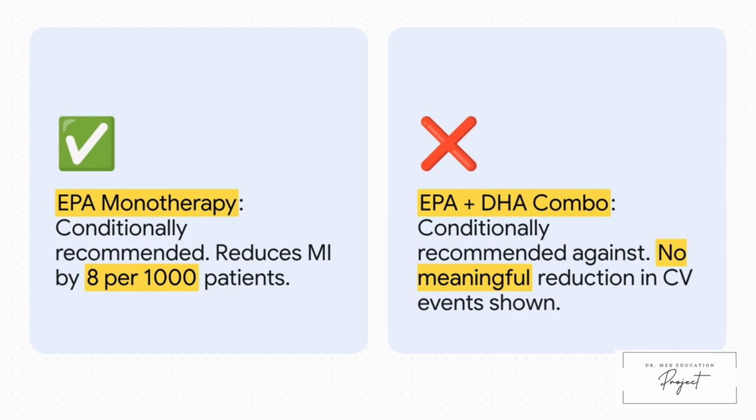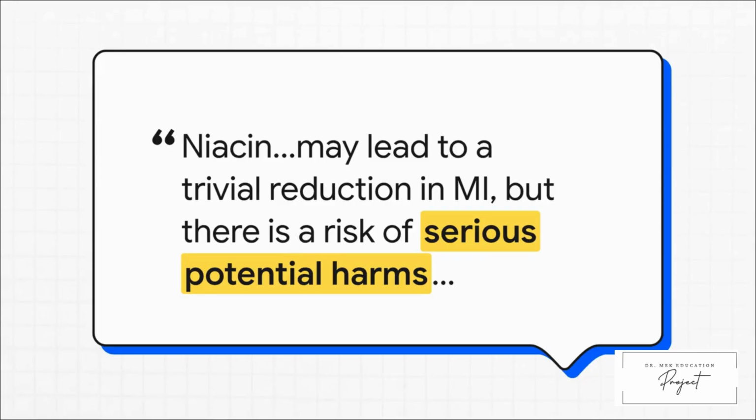On the flip side, it conditionally recommends against the combination EPA plus DHA products. Why? Because they simply haven't shown a meaningful benefit and are actually linked to higher rates of stopping treatment due to side effects. And when it comes to niacin, this quote from the guideline really says it all. The task force issued a strong recommendation against using it. The evidence just points to a trivial potential benefit that is far, far outweighed by a real risk of serious harms and a huge increase in patients stopping the drug.